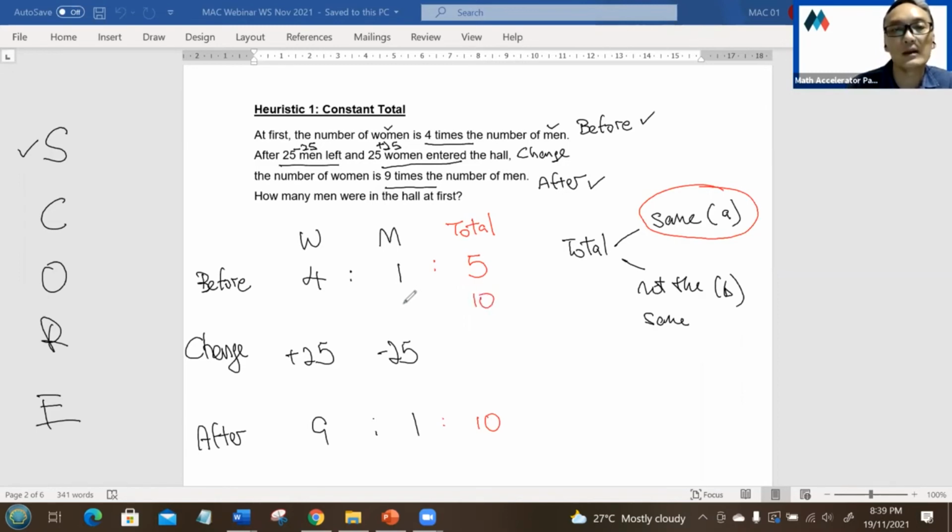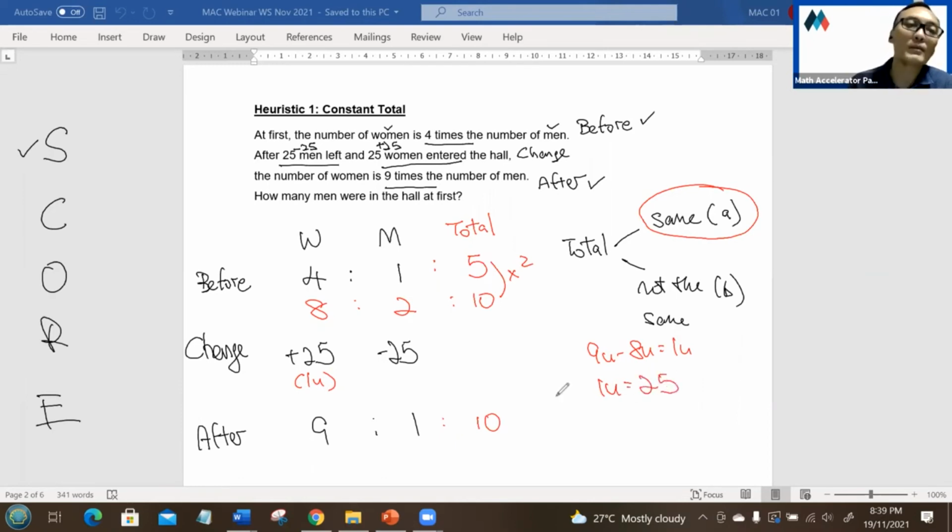So this is 10. That means the whole row, we need to multiply by 2. From here, this is 9, this is 8. Therefore, 9 units minus 8 units, we get 1 unit. Therefore, we know that this 25 women actually represents 1 unit. 1 unit is equal to 25.